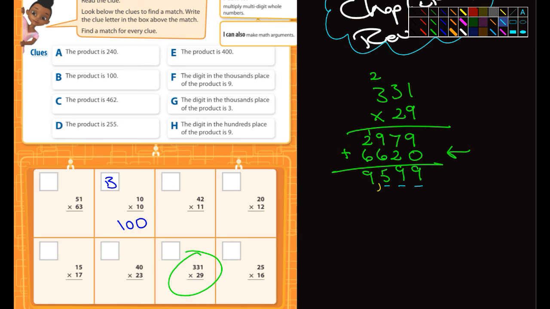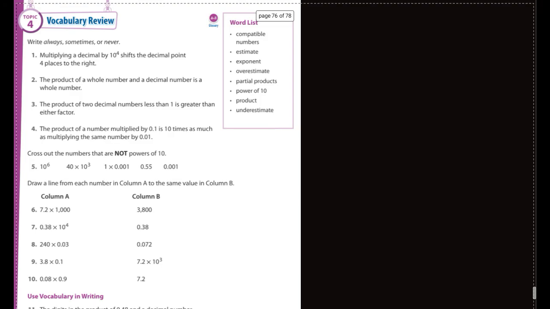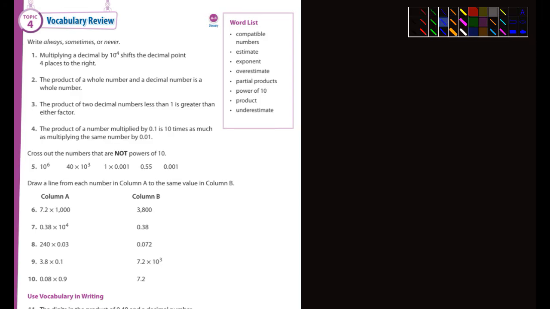So I'll put down the answer, 9,599, and letter F. So there you go. I've done a couple of those for you. So the next page, let's see here, vocabulary review.